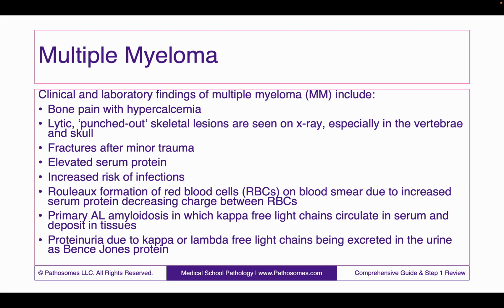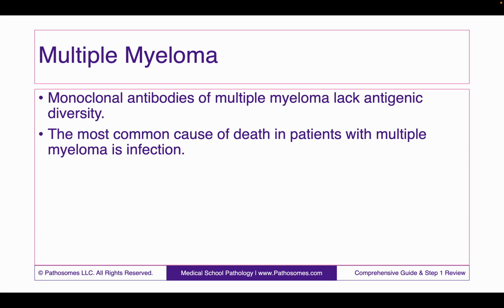Primary AL amyloidosis, in which kappa-free light chains circulate in serum and deposit in tissues, may occur, and proteinuria may occur due to kappa or lambda-free light chains, depending on the monoclonality, being excreted in the urine as Bence-Jones protein. Monoclonal antibodies of multiple myeloma lack antigenic diversity, and that's why these patients are prone to infections. The most common cause of death in patients with multiple myeloma is infection.